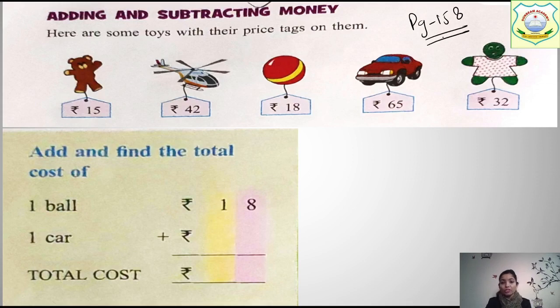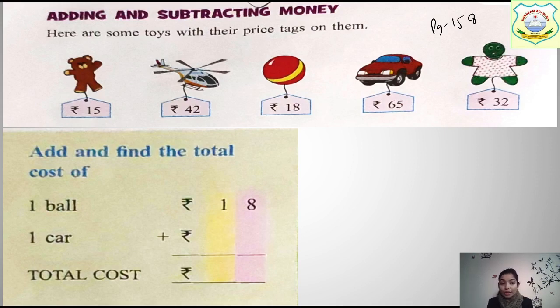Page number 158. Right, so see here everyone. Now here is given adding and subtracting money. Here are some toys with their price tags on them. यहाँ पे कुछ toys दिए हुए हैं. See, this is a teddy bear. This is a helicopter, ball, car, and this is a soft toy kind. Right? या doll कह सकते हैं.